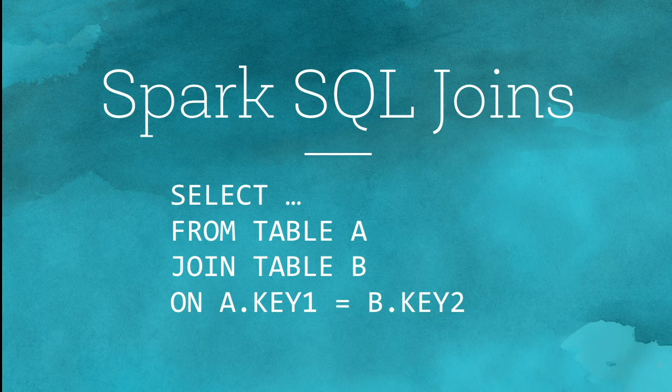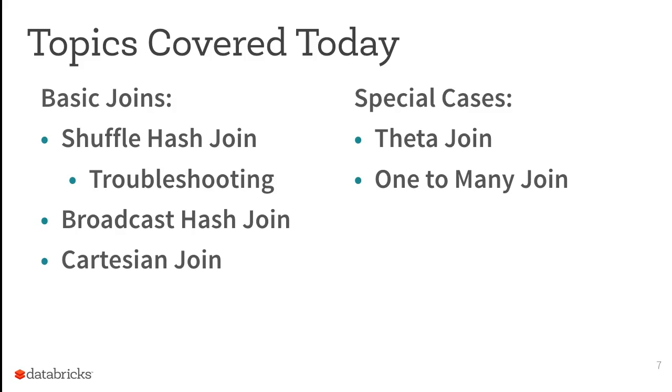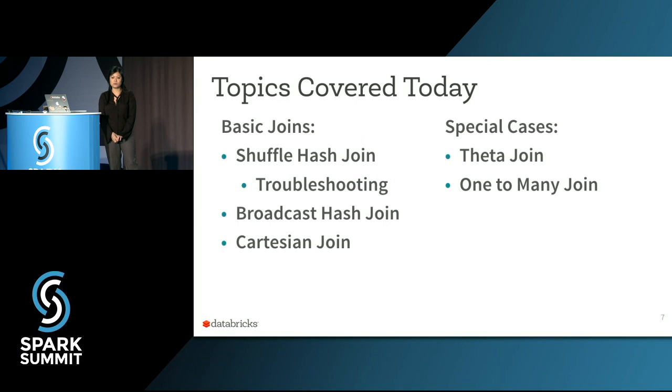When we say Spark SQL joins, it's just a simple select from table A, join table B on A.key1 equals B.key2. The topics that I'm going to cover today: in Spark there are basic joins, so shuffle hash join. We're going to go over that extensively because that's the most common join that Spark will use. And we're going to talk about troubleshooting cases as well. So if you run into troubles with that, you'll know when it works well, when it doesn't work well, and how you can work around that.